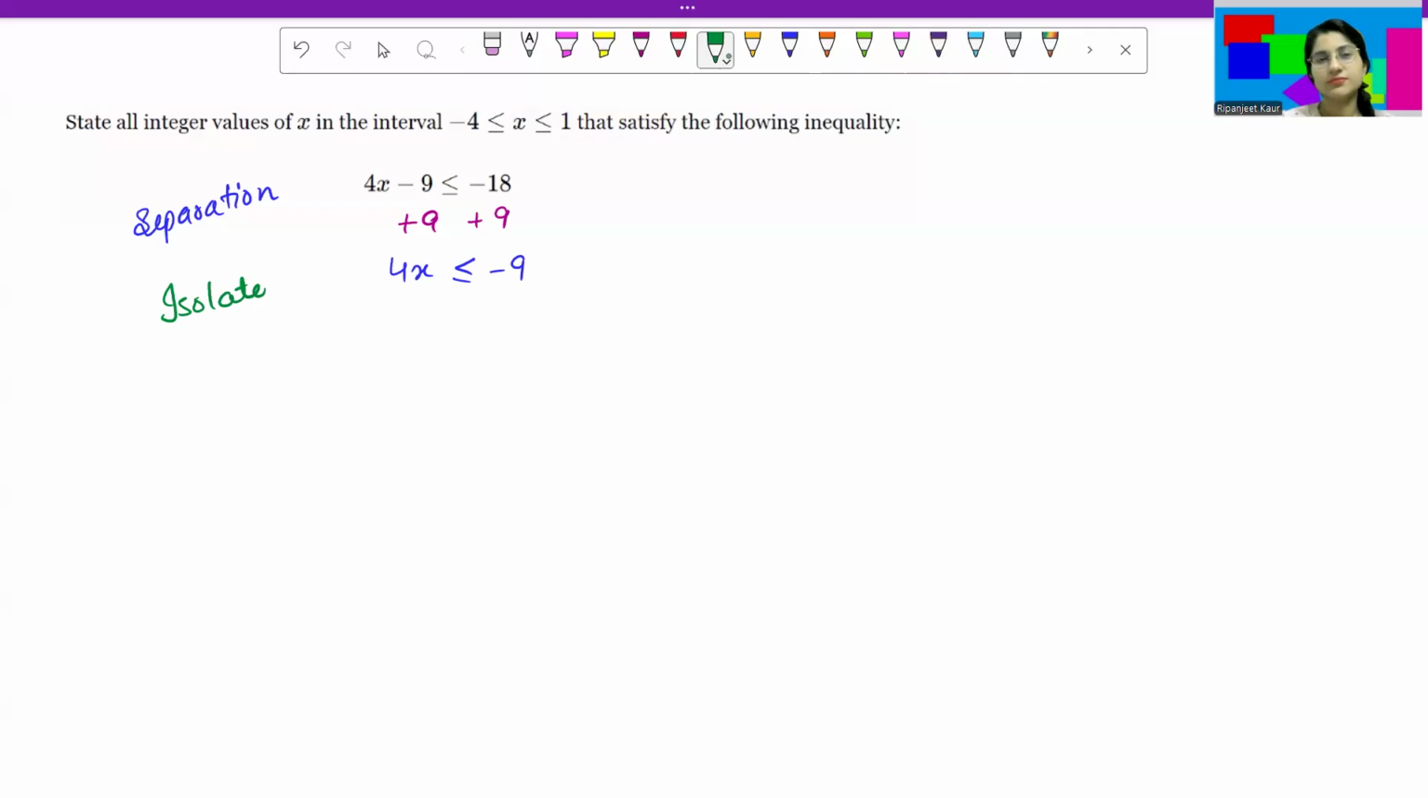So we have to divide by 4x. Oh no, just 4. We'll have to divide by just 4. So if we are dividing by only 4, what are we left with? We're left with x is less than or equal to negative 9 divided by 4.